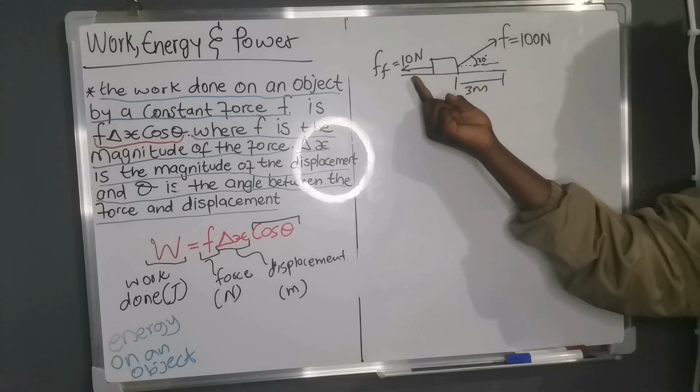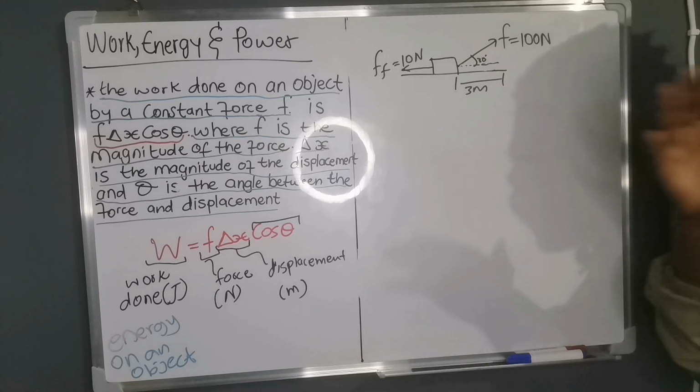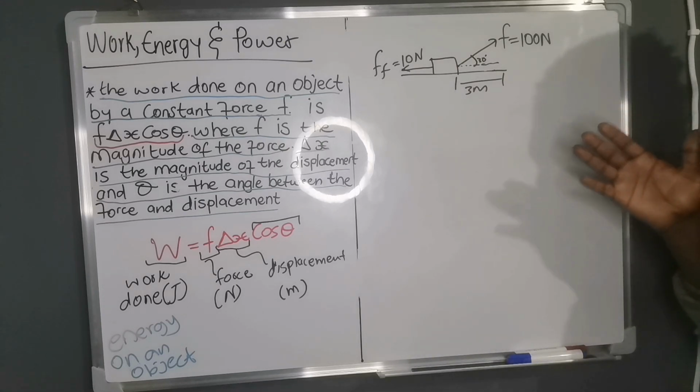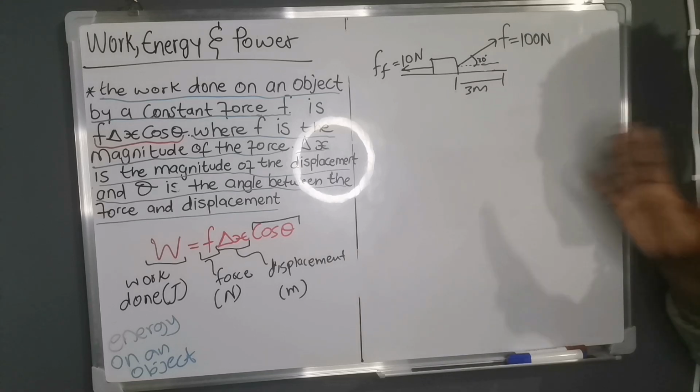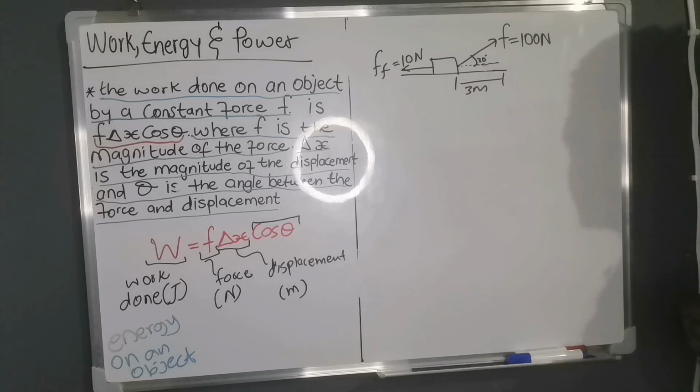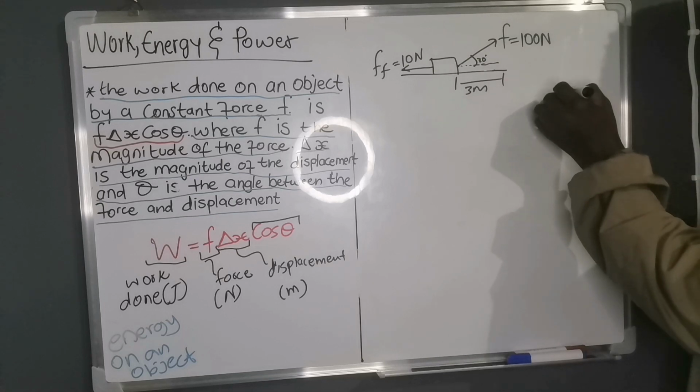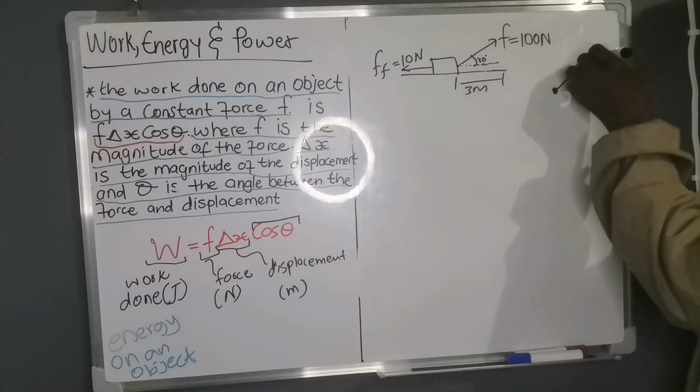Now frictional force is applied on this object. Calculate the work done by all forces acting on this object. I hope you understand it. Let me just draw my free body diagram before anything else. Here's my free body diagram, guys.